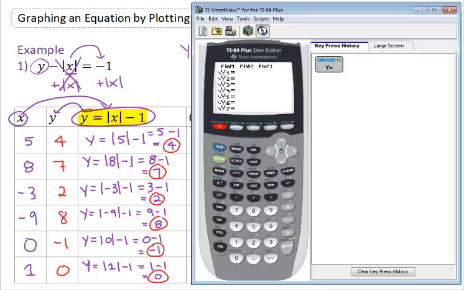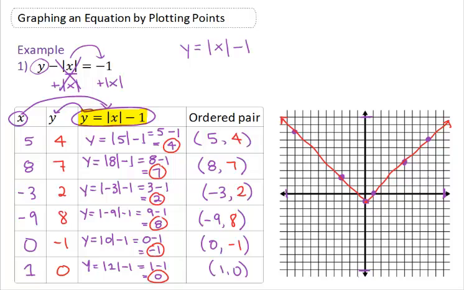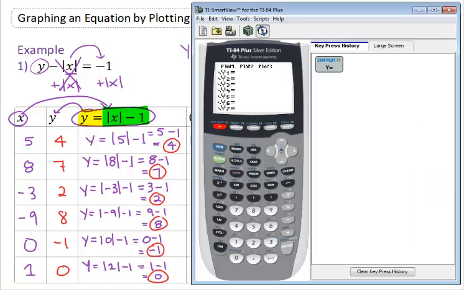So what we are going to plug in is the right-hand side of this equation. We are going to type in the absolute value of x minus 1. Now the absolute value is kind of tricky to find. It's under the MATH button, and then you need to go over to this NUM button. So go over, and the first thing that you see is ABS. That is an abbreviation for absolute value.